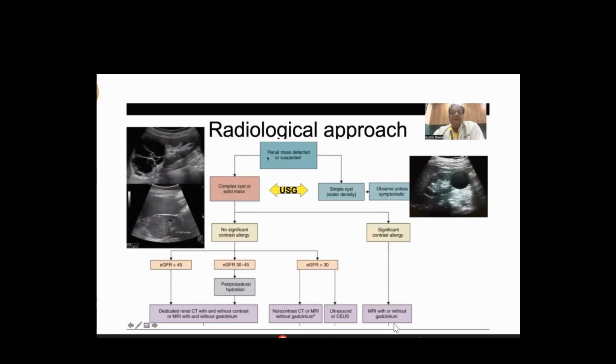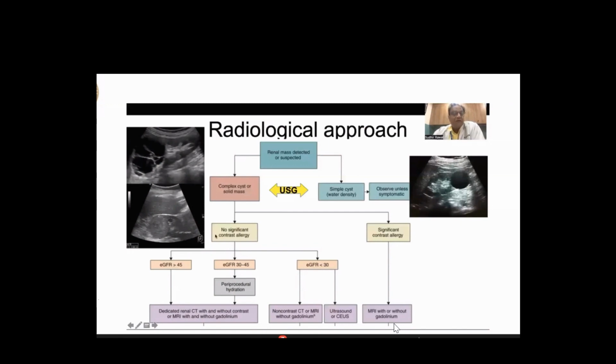The radiological approach for these patients is, if you suspect or detect any renal mass, in ultrasound it can be divided into complex cyst or solid mass, or it can be just a simple cyst, which can be observed. One should not do anything for a cyst like this. But if the patient has a complex cyst, then you check for contrast allergy. If he has no contrast allergy, then you see the eGFR, more than 45, 30 to 45, or less than 30. If there is significant contrast allergy, then he goes to MRI with or without gadolinium.